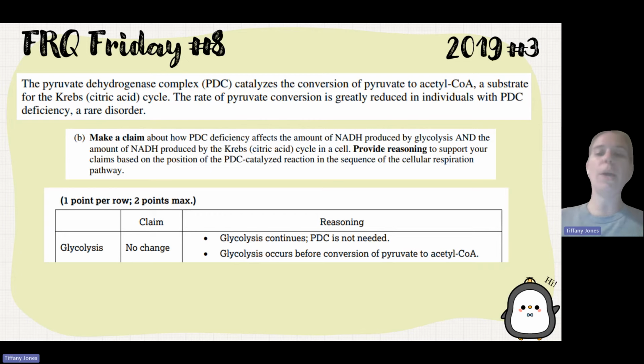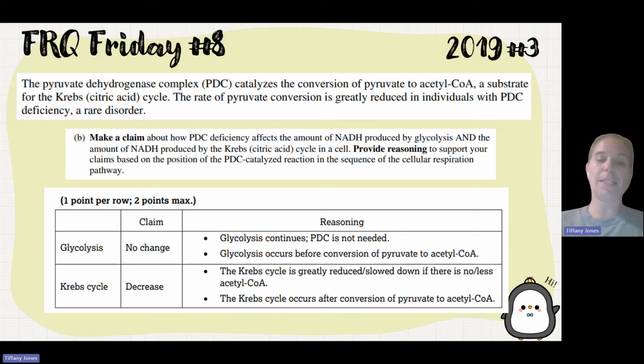And so they want to know, what happens to the amount of NADH? Well, since this takes place after the link reaction, we're going to see there is a decrease in the NADH. So, of course, we see a decrease. The Krebs cycle is greatly reduced or slowed because there's less acetyl-CoA. And this step is going to take place after the pyruvate to acetyl-CoA conversion.